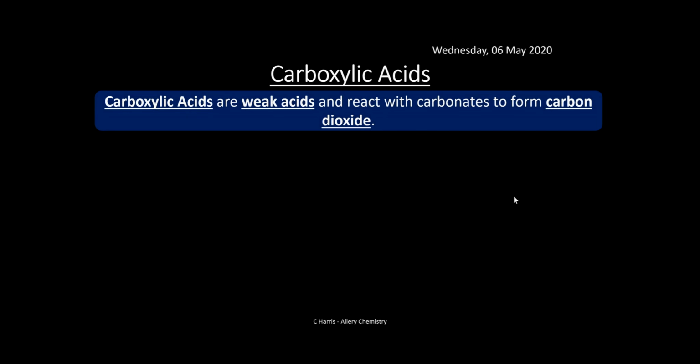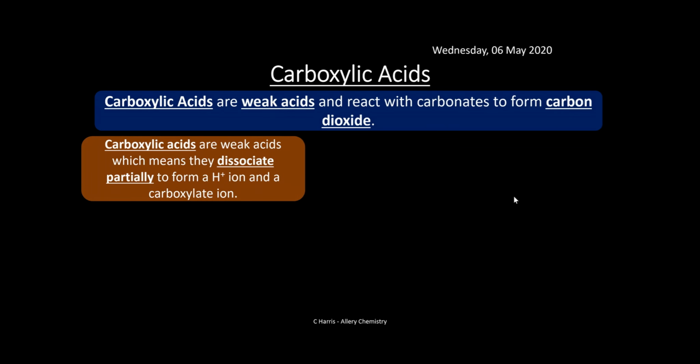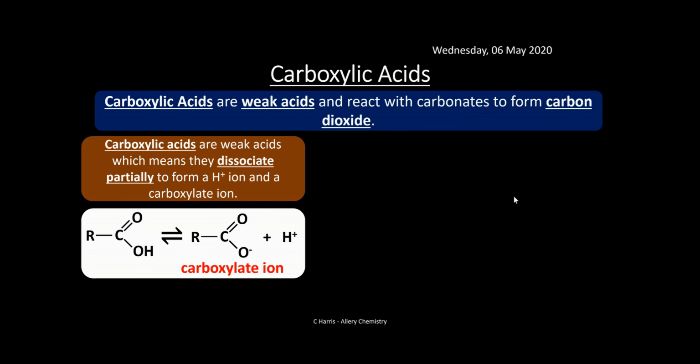So carboxylic acids are also weak acids, and what they do, just like with any other acid, is they react with bases and carbonates to form a salt and water, but because it's reacting with carbonates, it will also form carbon dioxide as well. They dissociate partially to form a H+ ion and a carboxylate ion. So here's your carboxylic acid, and this will dissociate to form your carboxylate ion and H+. This is exactly the same as any acid would do.